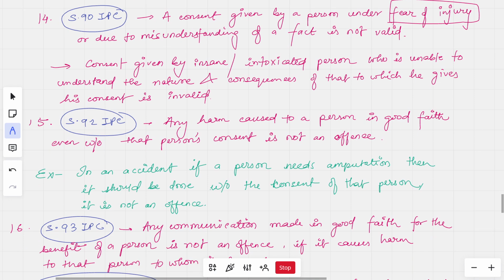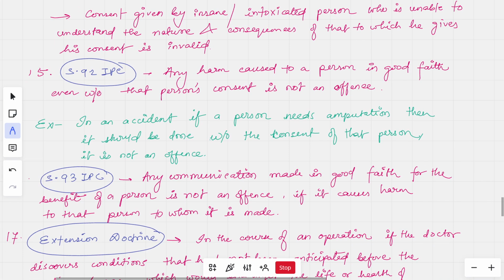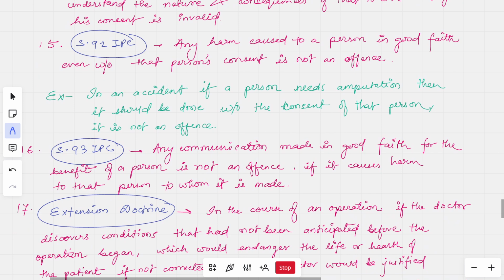Okay, then point number 15, it says section 92 IPC, any harm caused to a person in good faith, even without the person's consent, is not an offense. Example, if an accident occurs and a person needs amputation, then it should be done without the consent of the patient, and it will not be considered as an offense.